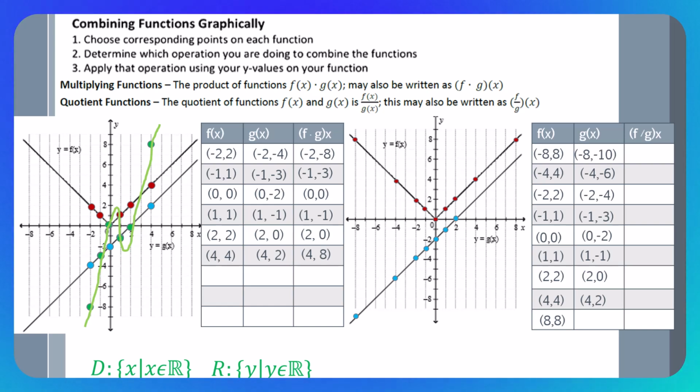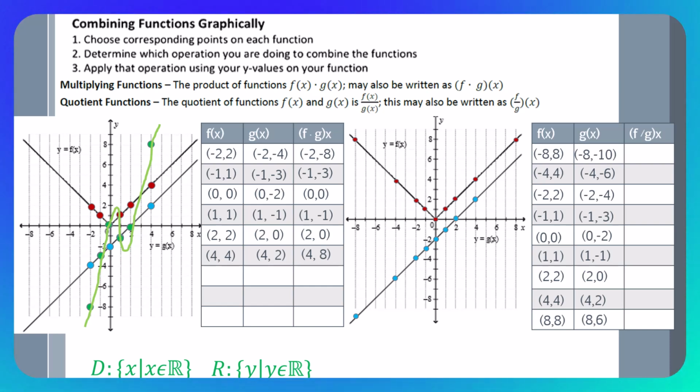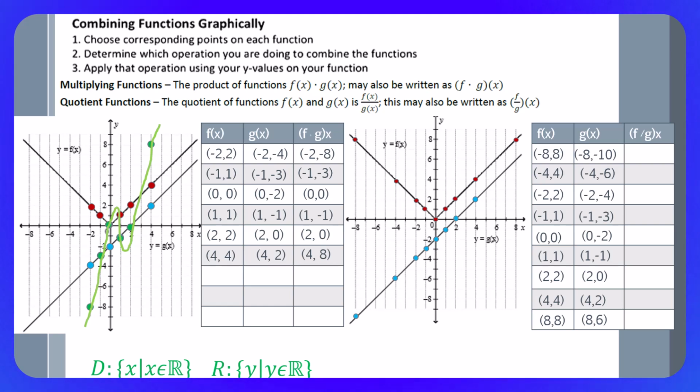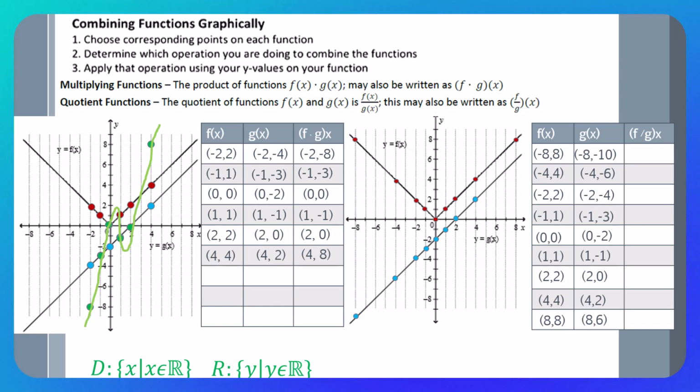Just picking corresponding points, 4, 2, and then the last point would be 8, 6. Now again, we're going to have the same x value for each coordinate that matches up with our pairs for function f divided by g of x. So we're only going to be dividing the y values in each coordinate. The first one I'm going to start with is 0, 0, and 0 divided by -2 is 0, because you can divide 0 by a number.